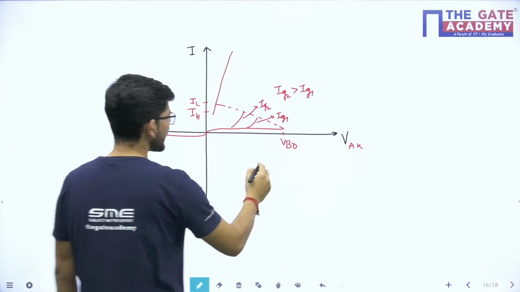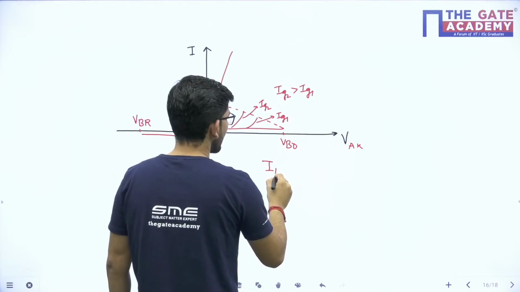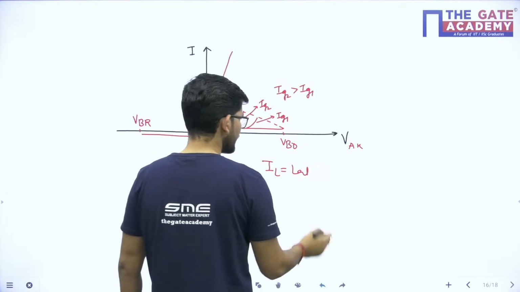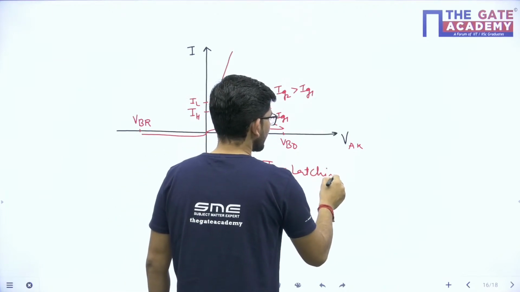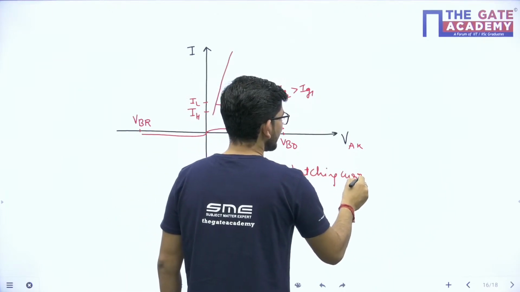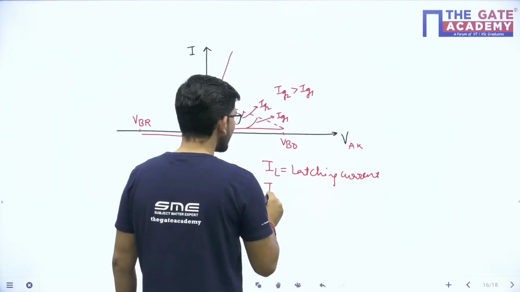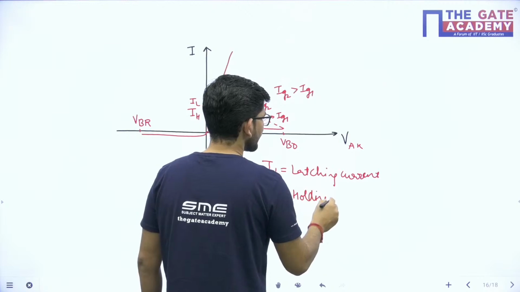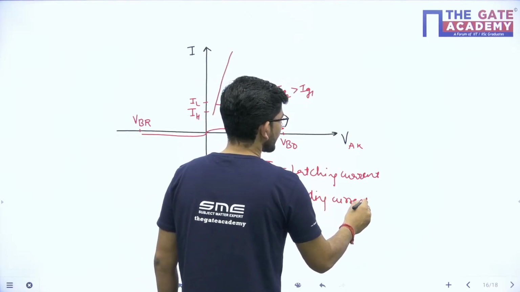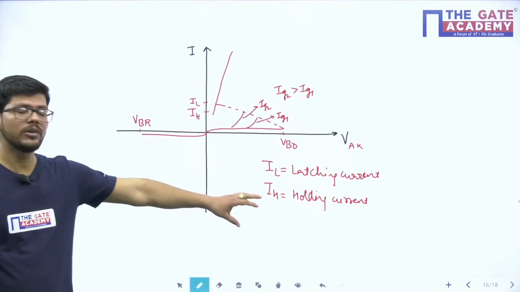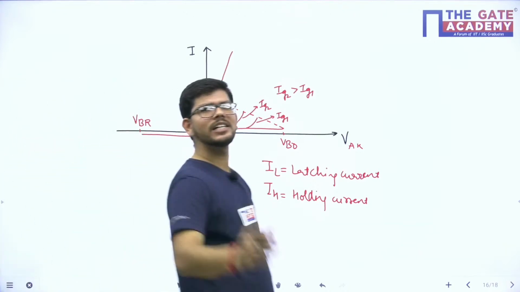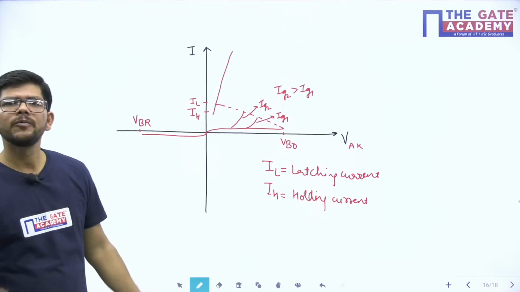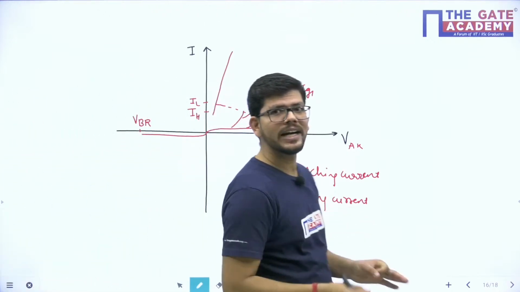So we have two currents with us: IL, that is latching current, and IH, which is known as the holding current. Holding current and latching current. What is the relation between holding current and latching current? Can you tell me? Anybody? Which current is greater, holding current or latching current?